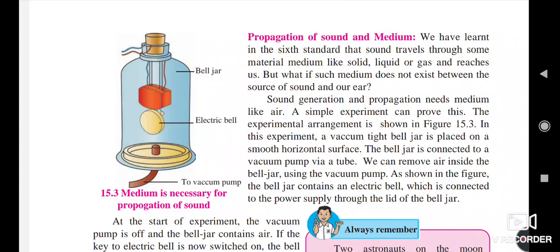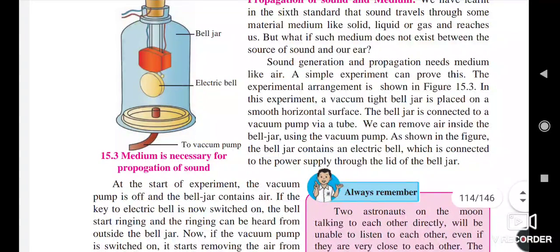In this experiment, a vacuum-tight bell jar is placed on a smooth horizontal surface. The bell jar is connected to a vacuum pump via a tube. We can remove the air inside the bell jar using the vacuum pump. As shown in the figure, the bell jar contains an electric bell which is connected to the power supply through the lid of the jar.